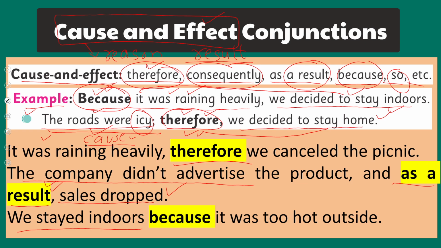We stayed indoors because it was too hot outside. It was too hot outside. This is our reason, and the effect of that is that we stayed indoors. So because, again, is used for showing cause and effect relationship.